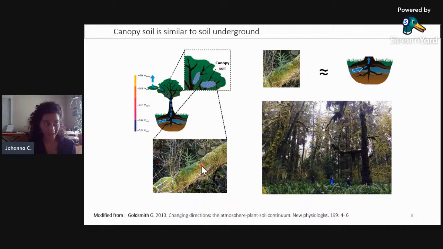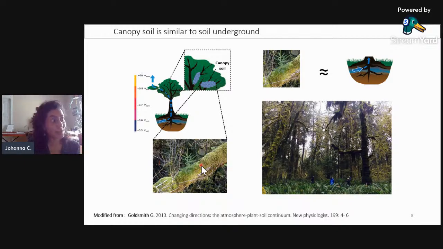So actually the canopy soil has a very important and significant role in the whole cycling of water and nutrients in the ecosystem, and it is also the habitat for different microorganisms, insects, and invertebrates. So it has a different and significant function inside the ecosystem.